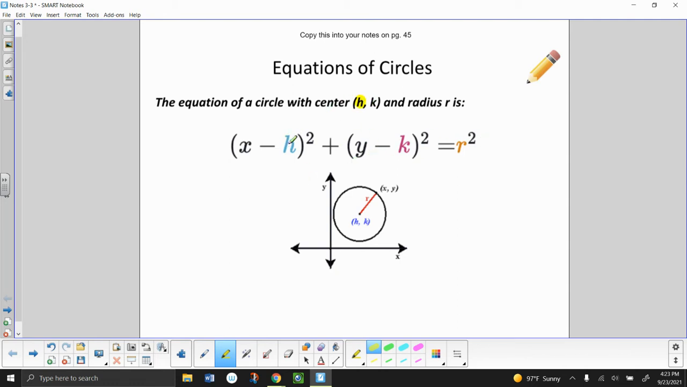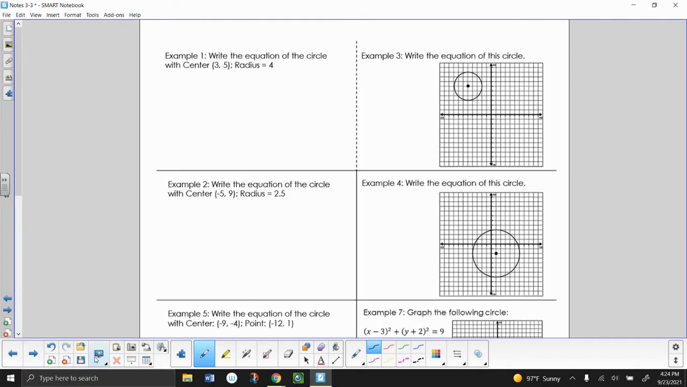So we have our center, which is going to be plugged into h and k. And then we're given our radius, which is going to be plugged in for r. Our final equation is going to look like this, but there's going to be a number here, here, and here. Remember, when you're writing equations of things, whether they're lines or circles, you should always have an x and a y, and the rest of the stuff is going to be numbers. All right, so let's see how to actually apply this.